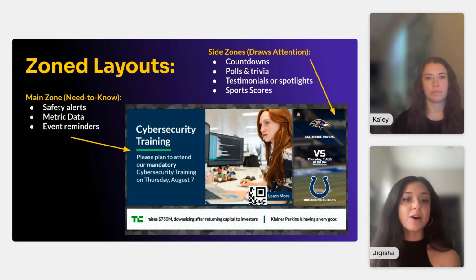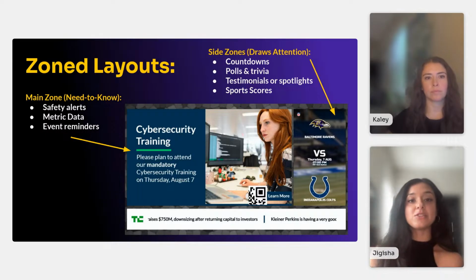You can also use the bottom ticker for this as well with maybe important news. Other things you could include is maybe spotlight of employees. So if people know that they'll see themselves on the screen or their peers, they're more likely going to look to the screen to notice those things. But in the meantime, your main zone really has that information that they need to digest.